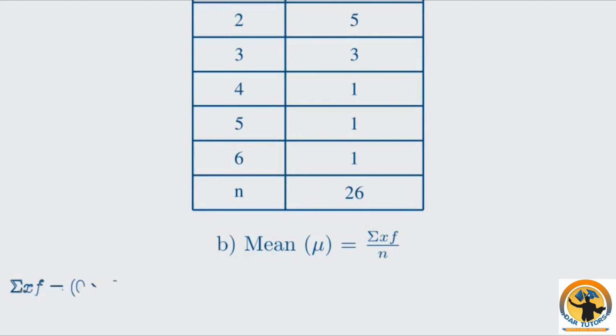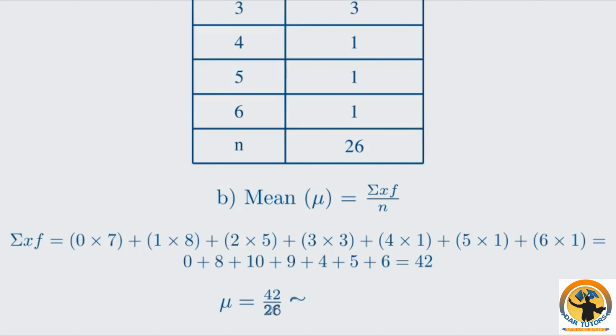Here is the solution. The first step is always to organize the data into a frequency table. Now we can find the mean. We calculate the sum of x times f, which is 42. We divide this by the total frequency, 26, to get a mean of approximately 1.62 pets.